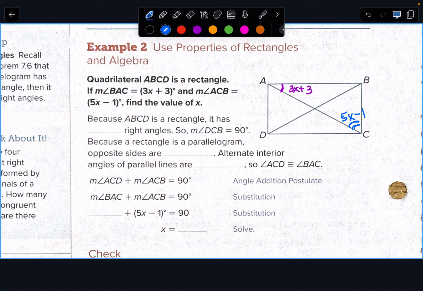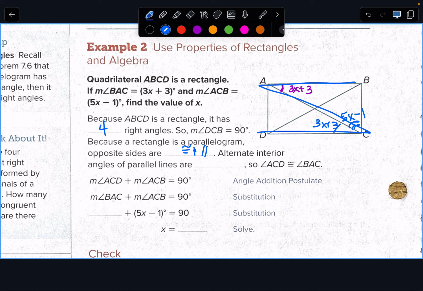We know that a rectangle has 4 right angles. We also know that opposite sides are congruent, and parallel. So if we have parallel sides, honestly, the way the book is telling you is like, hey, we know that these are alternate interior angles, so this is also 3x plus 3.